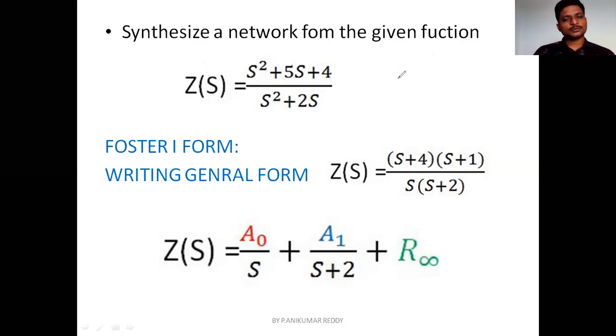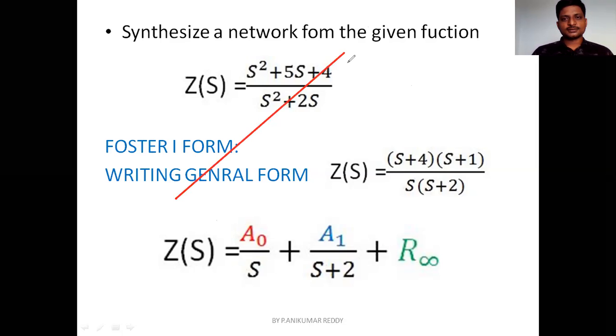So we are going to take this problem and realize it in all three methods: Foster 1, Cauer 1 and Cauer 2. Suppose the given function is Y of s, then you have to realize it in three methods: Foster 2, Cauer 1 and Cauer 2. Cauer 1 and Cauer 2 can be used for any problem, whether it is an impedance function or admittance function, it doesn't matter. But Foster 1 is only for impedance functions and Foster 2 is only for admittance functions. Okay. So first we have to write the general form of Foster 1 form, which means the given Z of s.